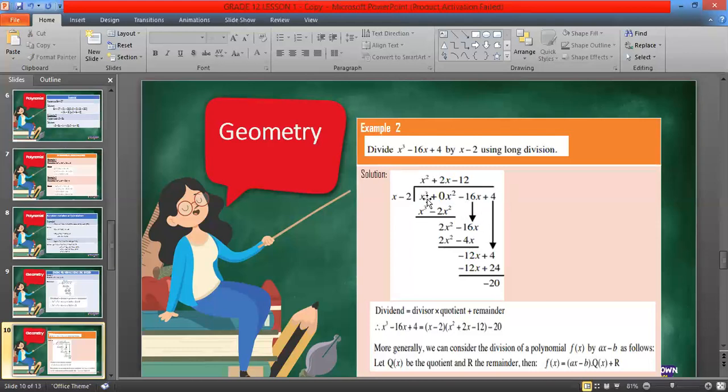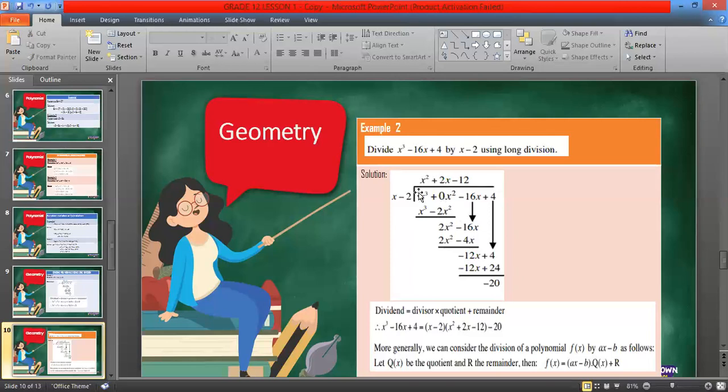Then x power 3 divided by x gives you x squared, so you write your x squared up here. Now use the x squared to multiply these two terms. x squared times x cubed, then x squared times minus 2 gives you minus 2x squared. You write it under, so they must be under each other: the x cubed under the x cubed, the x squared under the x squared. Once you get here, you subtract.